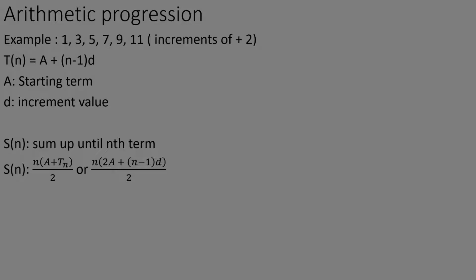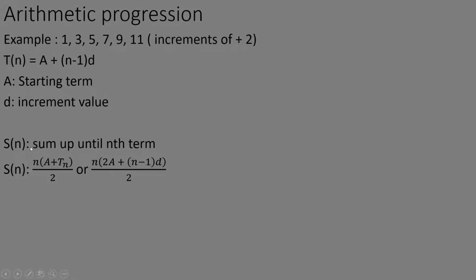1, 3, 5, 7, 9, and 11 are an example of an arithmetic progression. They all increase by a value of 2, so the increments are plus 2. It's usually represented in this form, Tn, the nth term, which is a plus (n minus 1)d. a is the starting term. In this case the starting term is 1, and d is the increment value, so it should be 1 plus (n minus 1) multiplied by 2, since d is equal to 2.